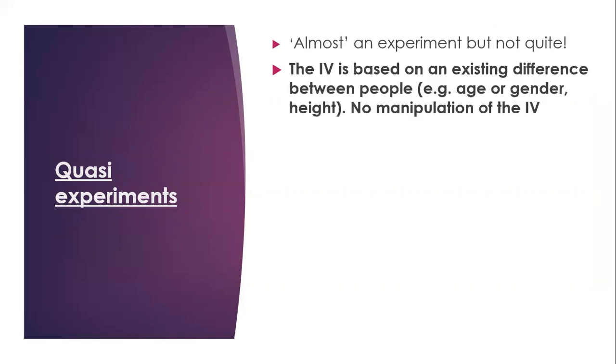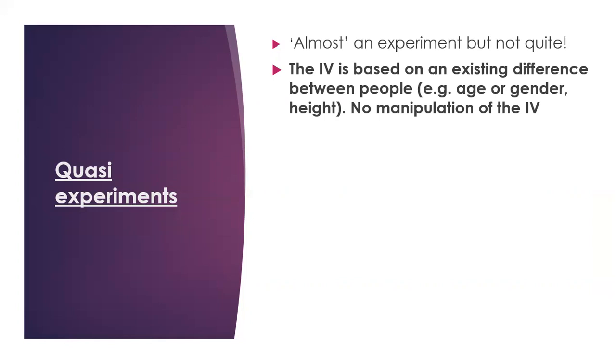So let's move on to our final, quasi. Now the word quasi means almost an experiment, but not quite. So when it comes to a quasi experiment, the IV is based on an existing difference between people. For example, our age. I'm 25, you're 16, 17, or 18. We can't change our age. I can't all of a sudden become 49, right? You can't all of a sudden become 6.